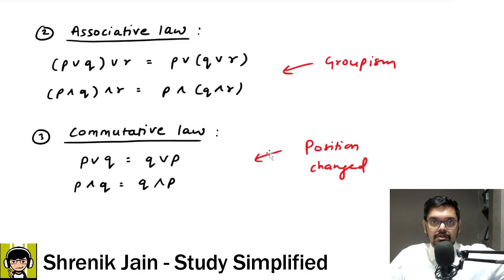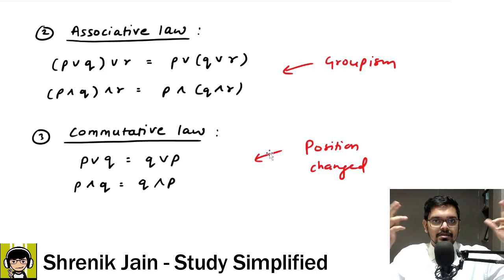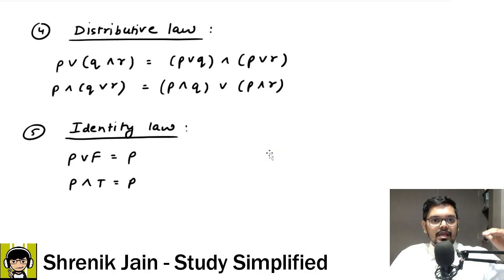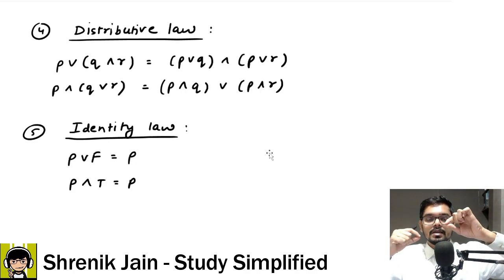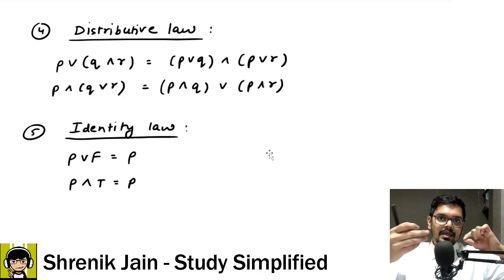Second, associative law, groupism. Even if you do the groupism, LHS is RHS. Commutative law, even if you interchange the position, the answer remains the same, right? Then distribution law, distribute, it's a no-brainer, it's easy. Identity law, whatever is input will be the output. P or F is P, and similarly P and T is P.